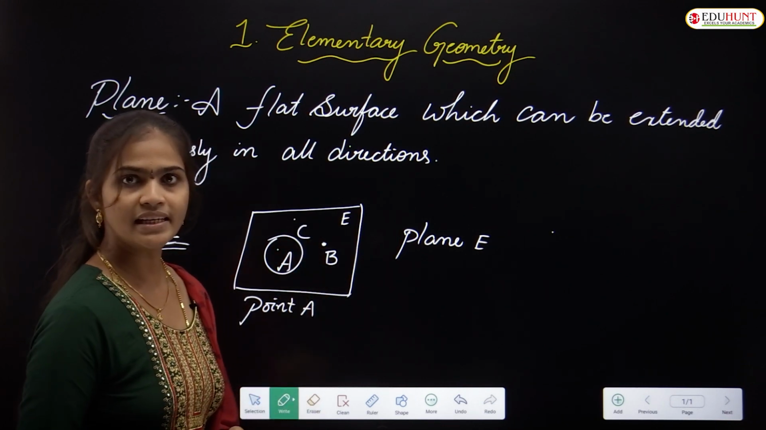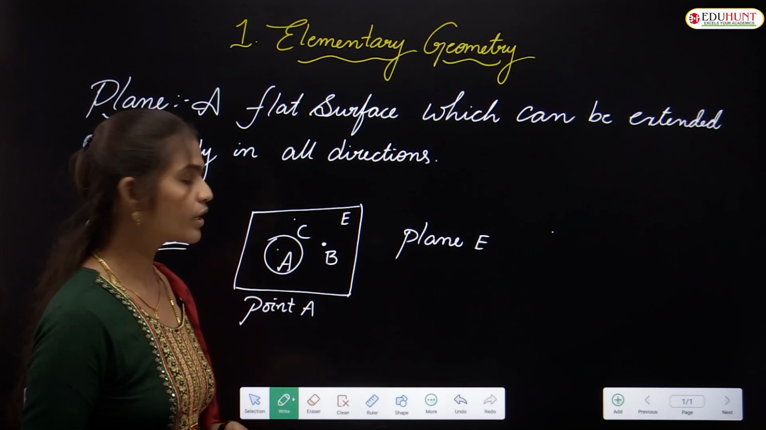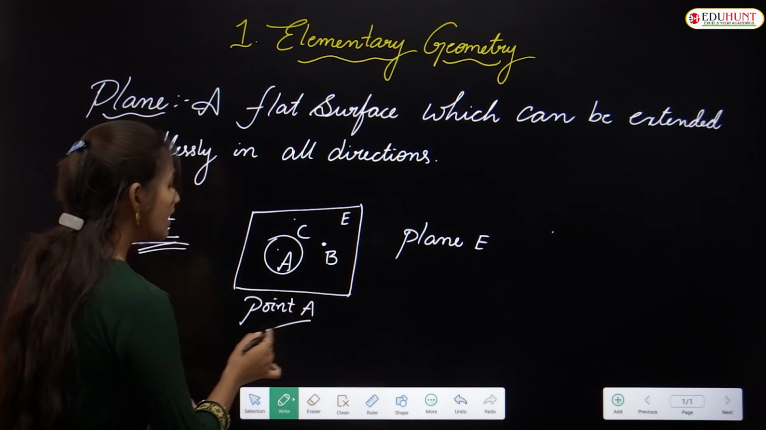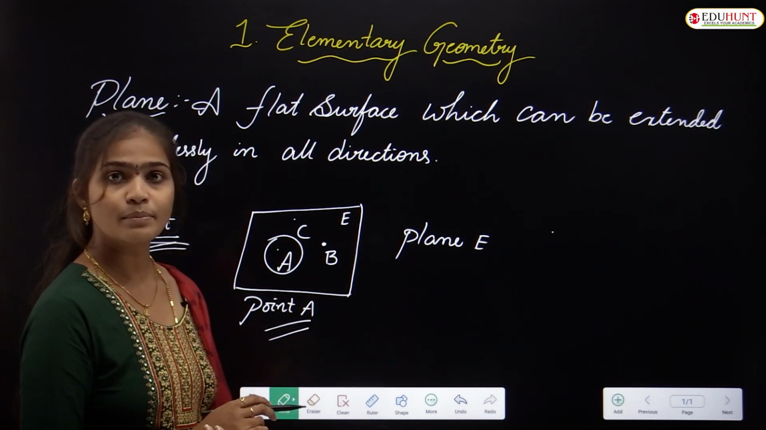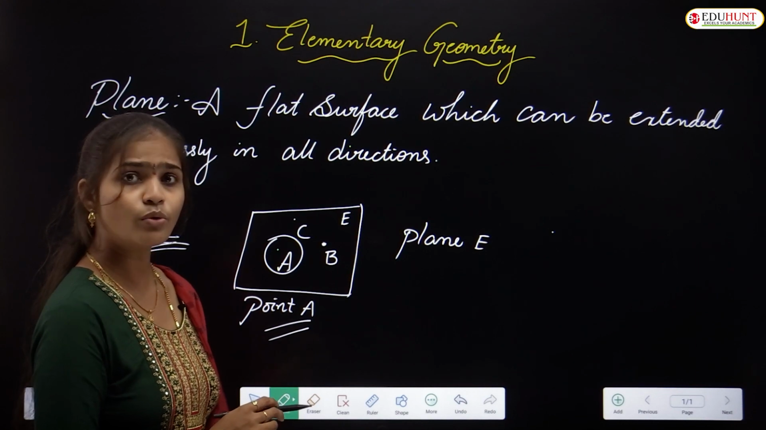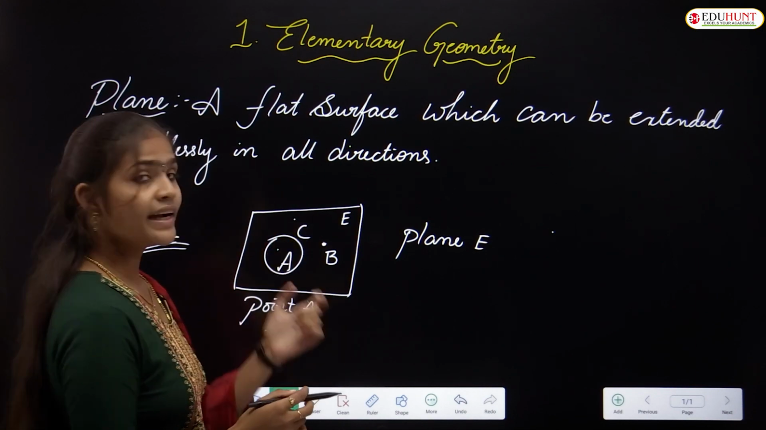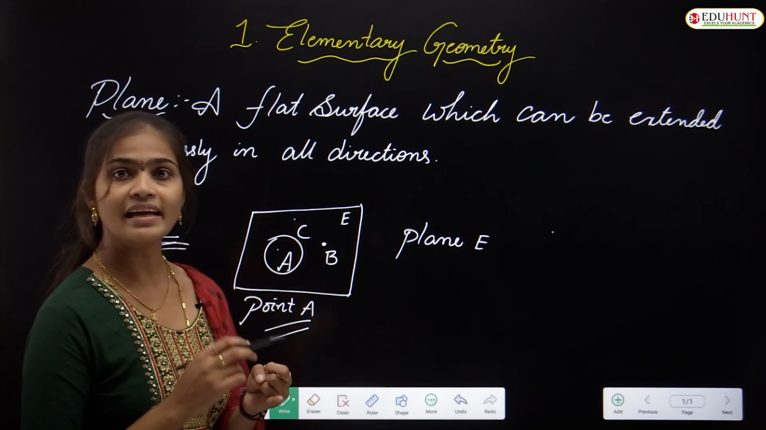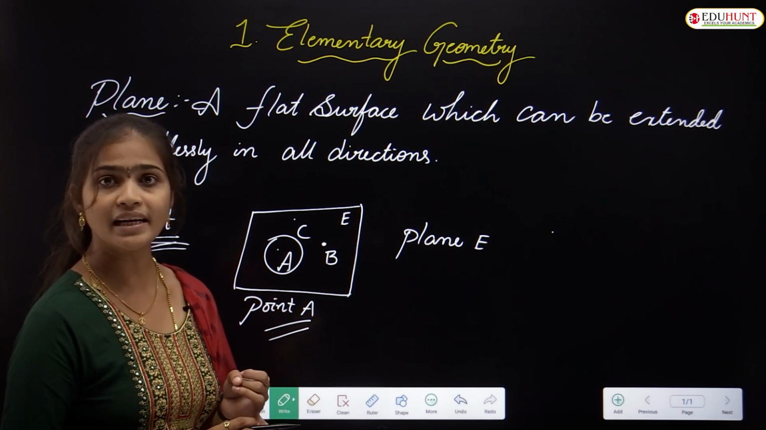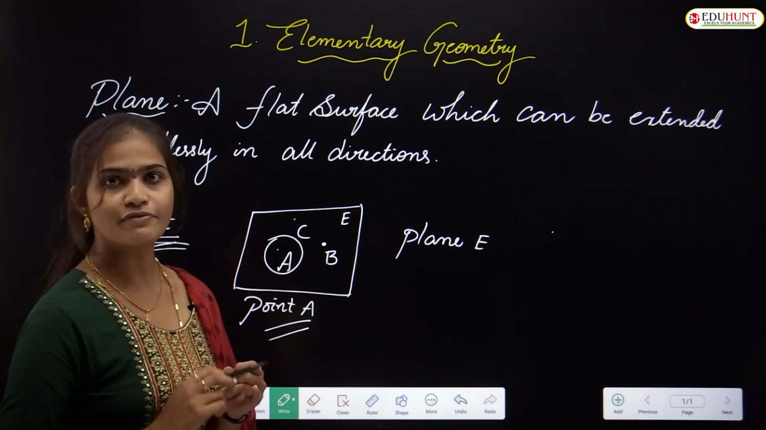So like that way we can take so many points now. Okay, so here, what are the properties of a point? A point also has some properties. What are those? Points should be denoted by a capital letter. That is the first property.